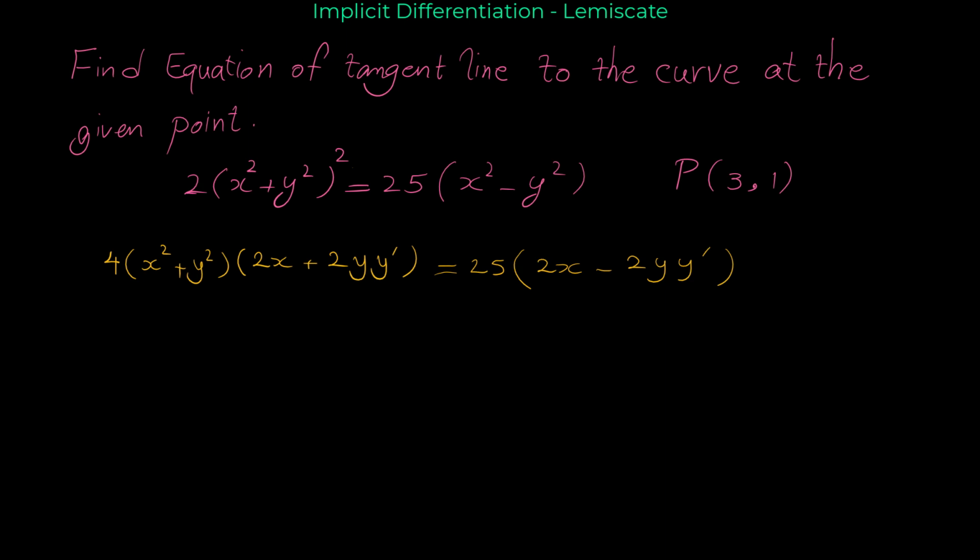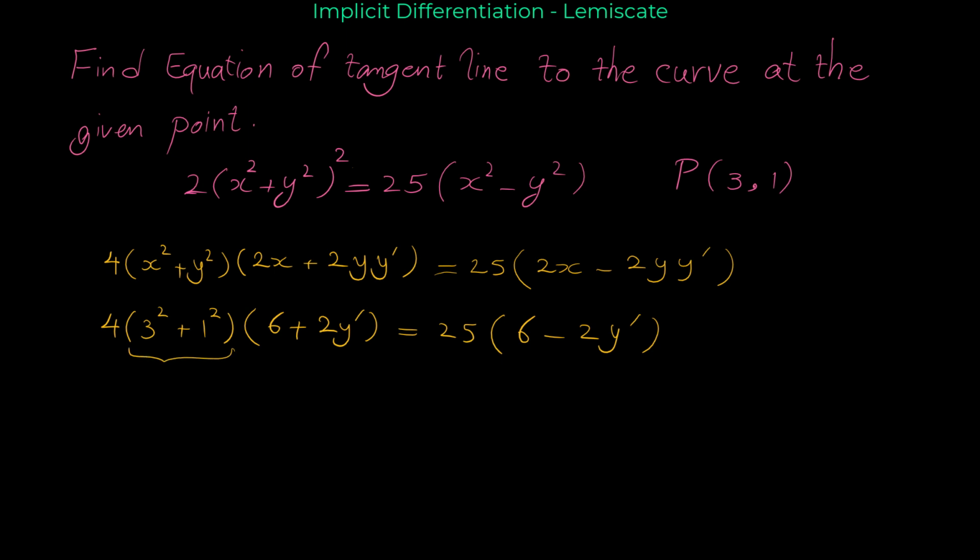So let's plug in 3 and 1 for x and y. Then we have 4 times (3^2 + 1^2) times 2 times x, 2 times 3 is 6, plus 2 times y, y is 1, so 2 times y prime is just 2y prime, equals 25 times (2 times x, 2 times 3 is 6, minus 2 times y, again y is 1, so 2y prime). So far we have this relation.